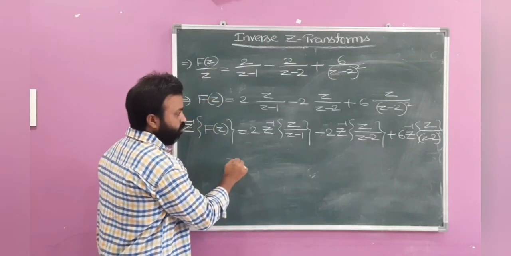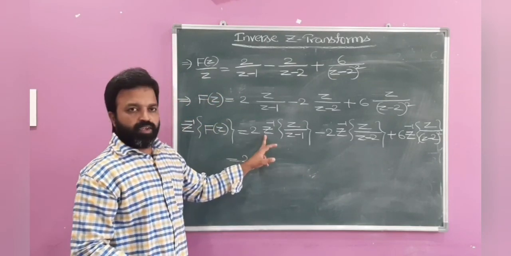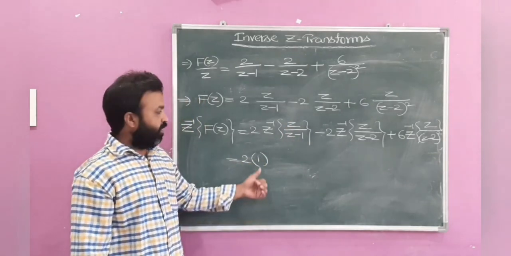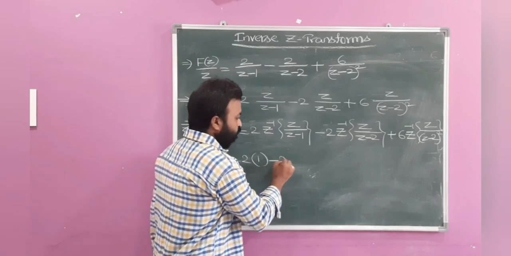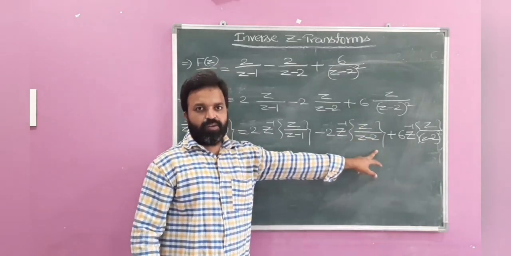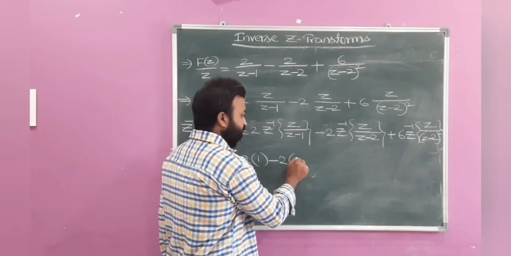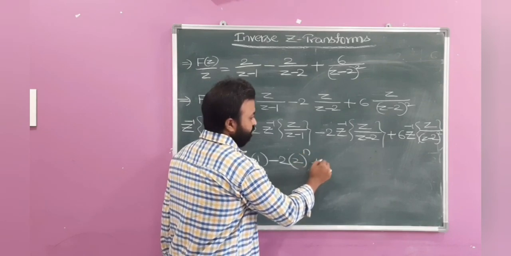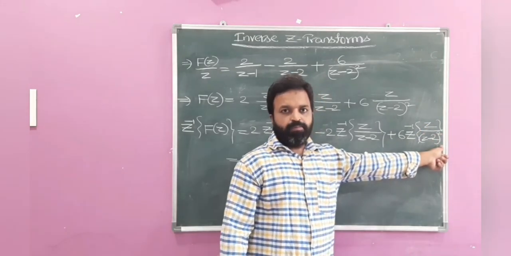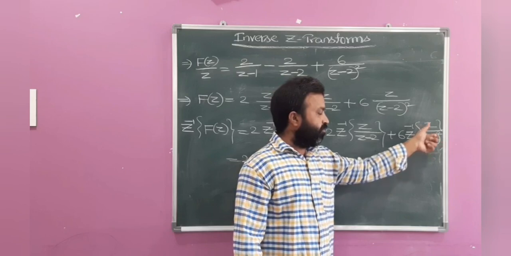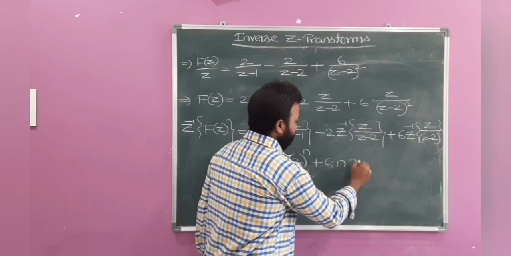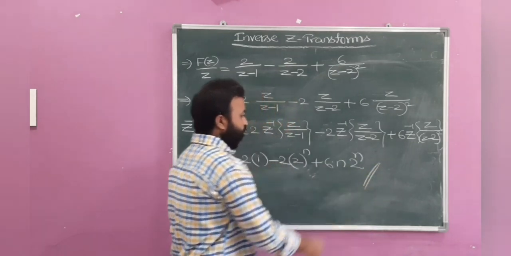So now this is equal to 2 into, this is of the form Z inverse of z by z minus 1. By basic formula the value is 1, f of n value is 1 here, minus 2 into Z inverse of z by z minus 2, that is Z inverse of z by z minus a form, a power n. So here it is 2 power n, plus 6 into, so here Z inverse of z by z minus 2 whole square. So by using basic formula again, Z inverse of z by z minus 2 whole square is n into 2 power n. So this is the solution for the given problem.